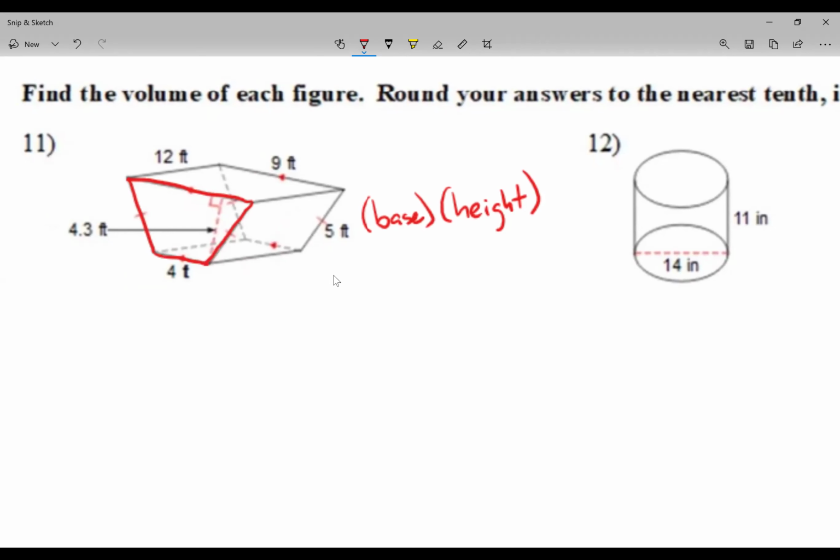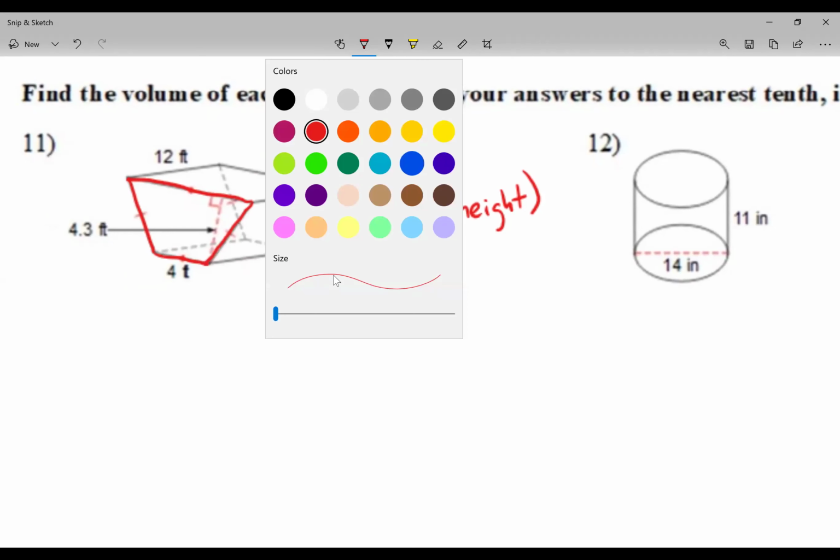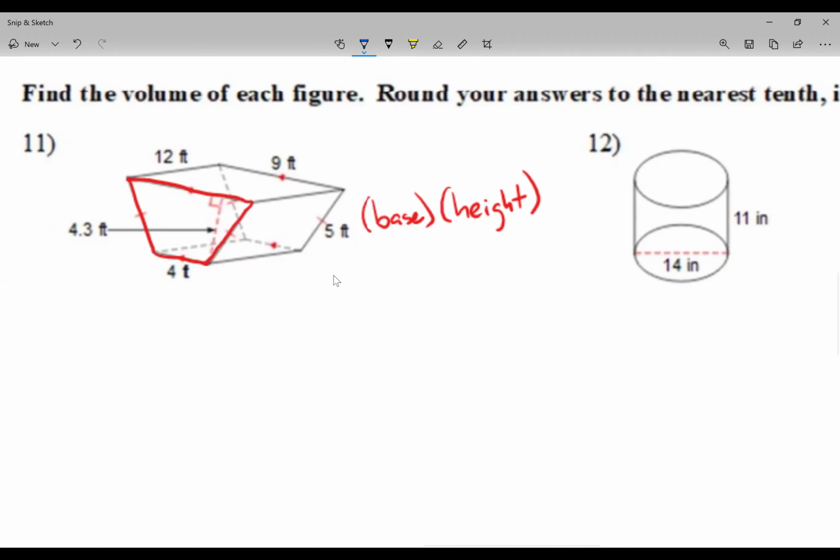I need to know the measurement of the two sides that are parallel in the trapezoid. I see at the bottom, this side is 4. I'm going to put it right here. This is 4, and the one on the top is 9. You see where I got it from, right here. And I need to know the distance between the two sides that are parallel. Here, I see this side, it is 4.3.